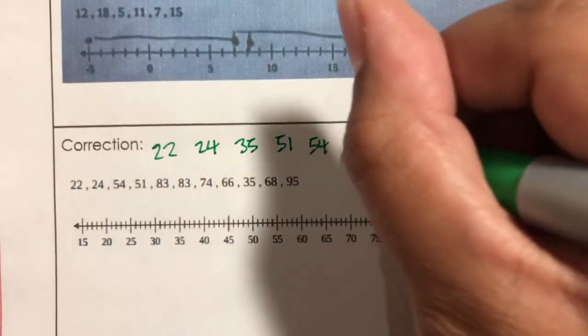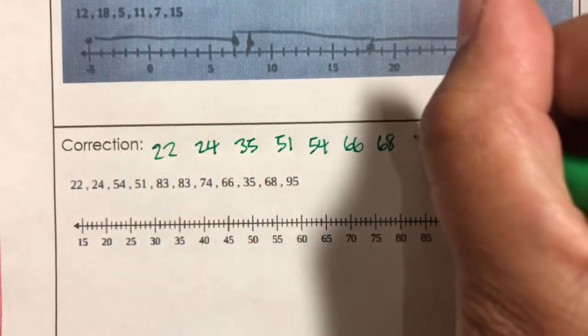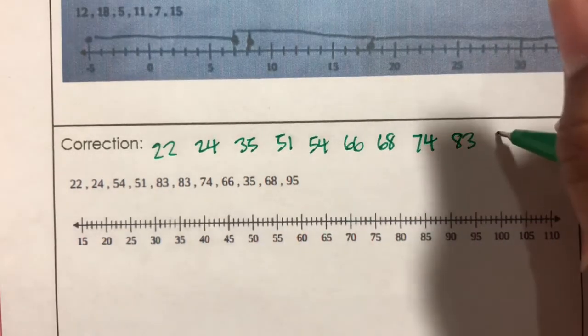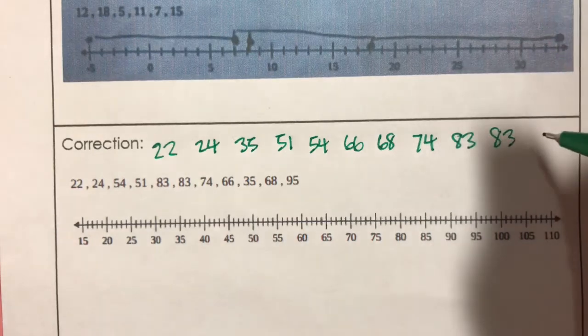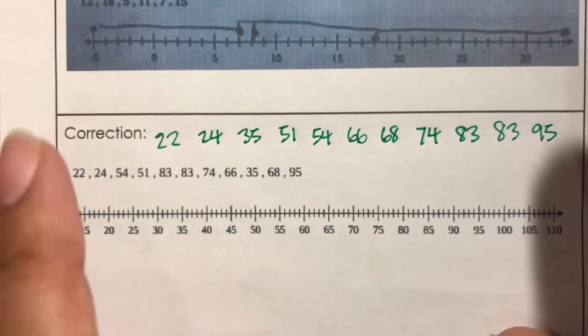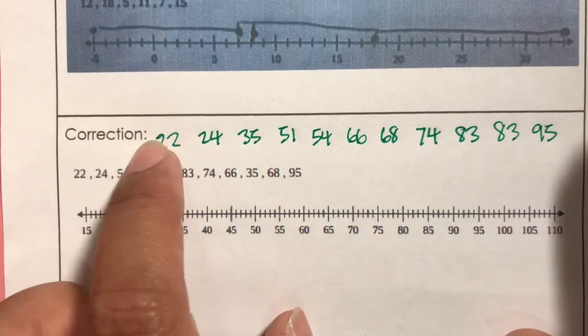Okay, so if you put the numbers in order from least to greatest accurately, you should have this order: 51, 54, 66, 68, 74, 83, 83, and 95.